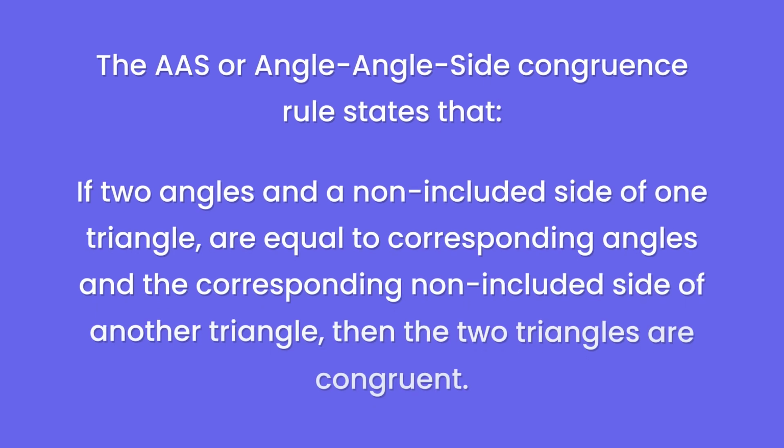The AAS, or angle-angle-side congruence rule, states that if two angles and a non-included side of one triangle are equal to corresponding angles and the corresponding non-included side of another triangle, then the two triangles are congruent.